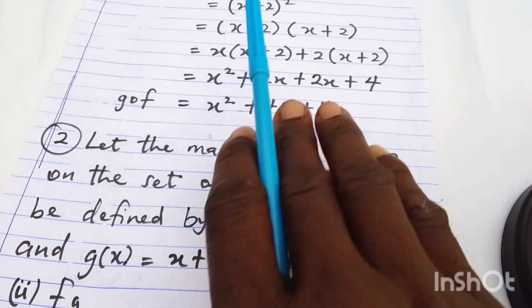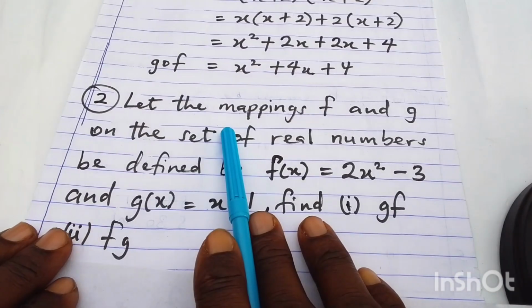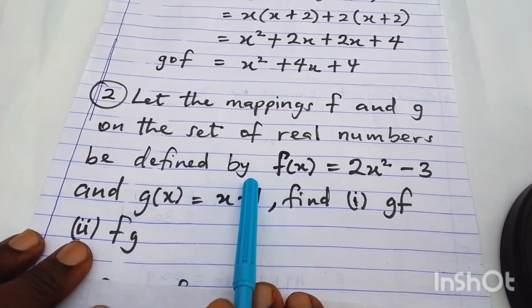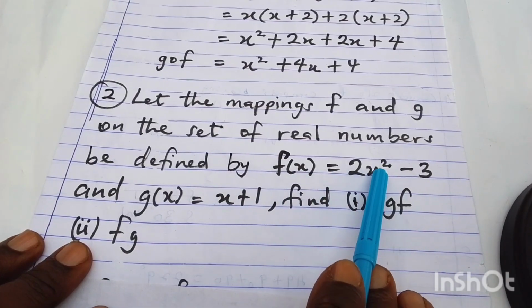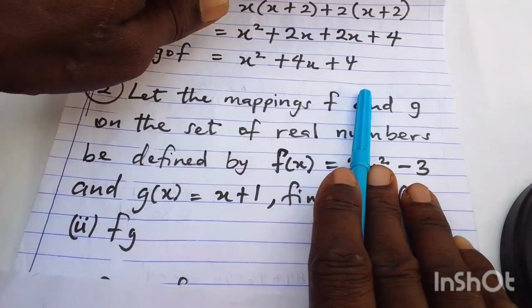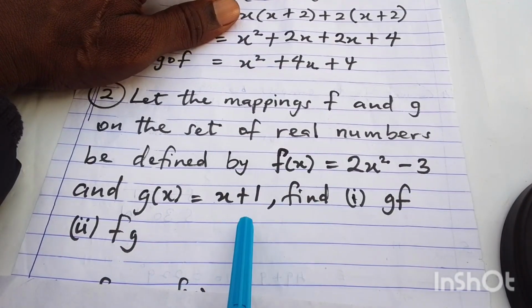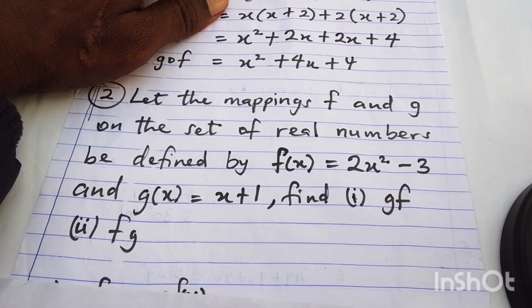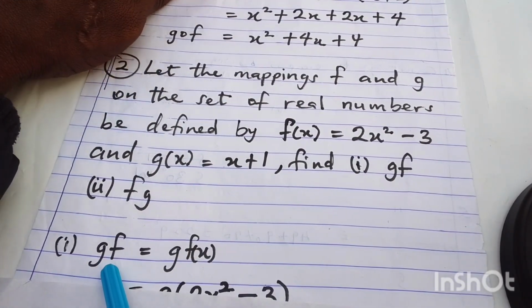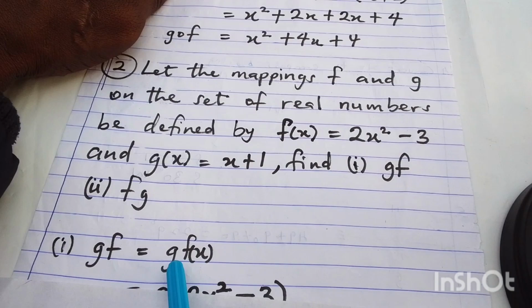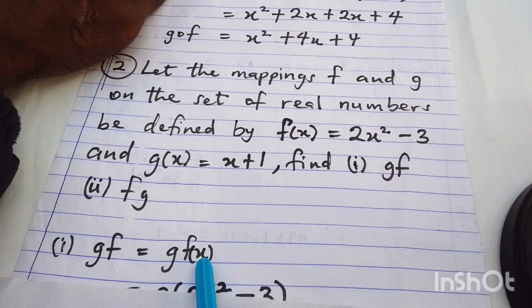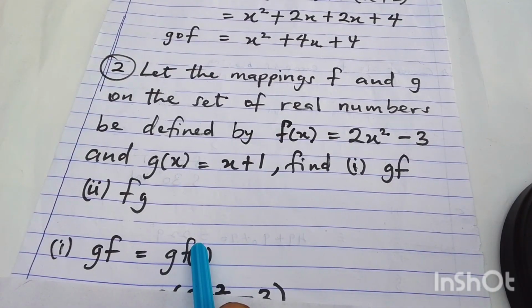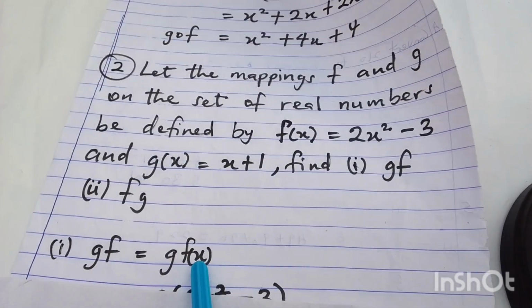So now let's do another example. Let the mapping of f and g on the set of real numbers be defined by f of x is equal to 2x squared minus 3 and g of x be equal to x plus 1. Find gf and fg. So first of all, let's look for gf. gf is the same thing as gf of x. Whenever you are dealing with composite mapping, you should always know that you have to start from the back.